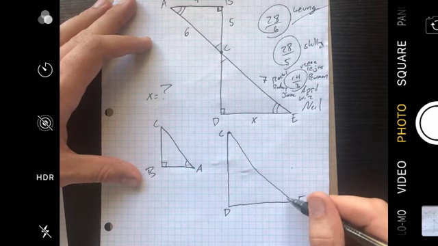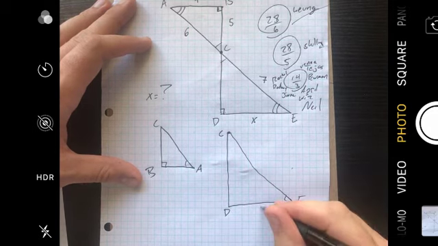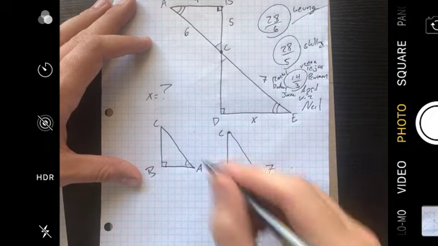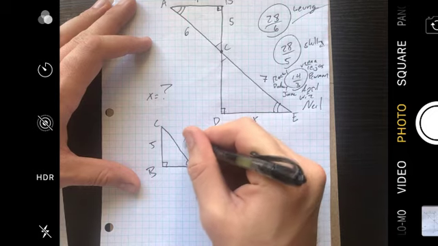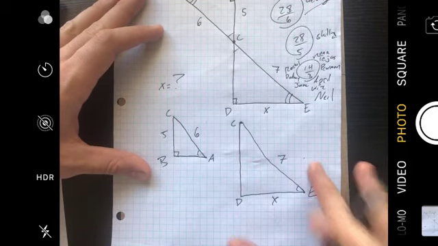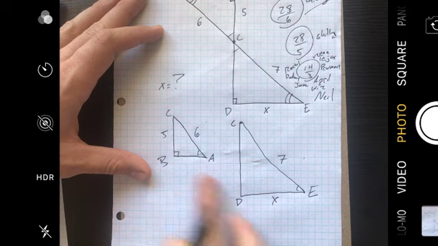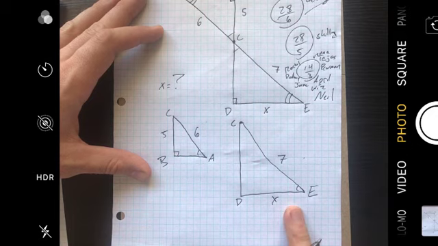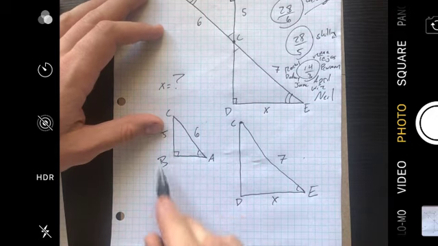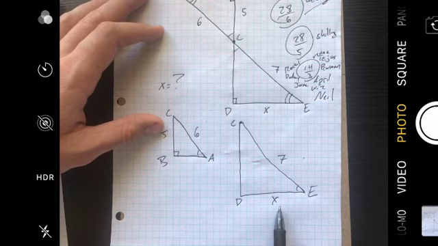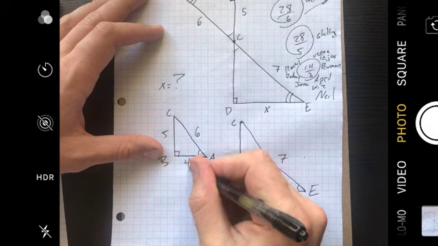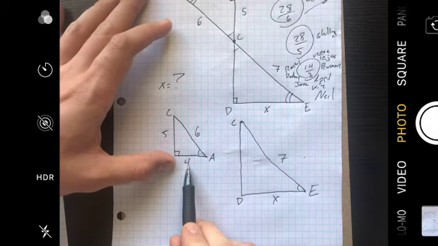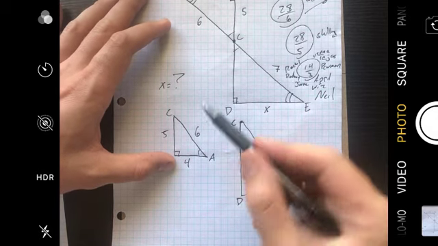Okay, so we know that these angles are the same. Now I'm going to label these sides. We know that that's X and that's 7, and we know that BC is 5 and AC is 6. So now it's super easy to see which sides correspond with which sides. We could solve this triangle and make that an X thing. But let's see, oh, no, this is 4. That doesn't work out. Whatever.